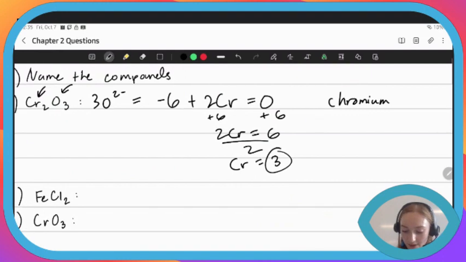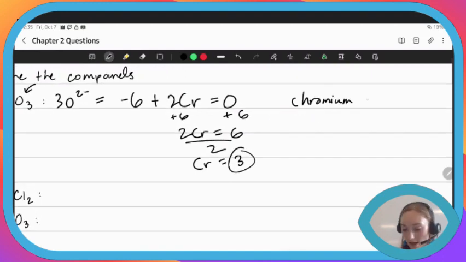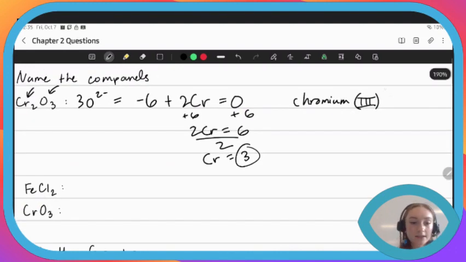And like I said before, since it has a 3 plus charge, we put a 3 symbol next to it to signify this is a 3 plus. And because it's the ionic bond, we change the second name to an "ide," so we have chromium oxide here.